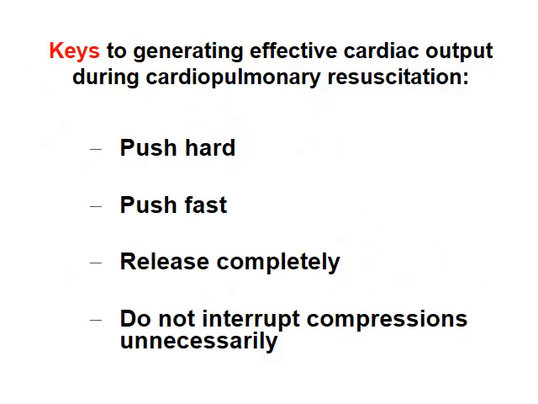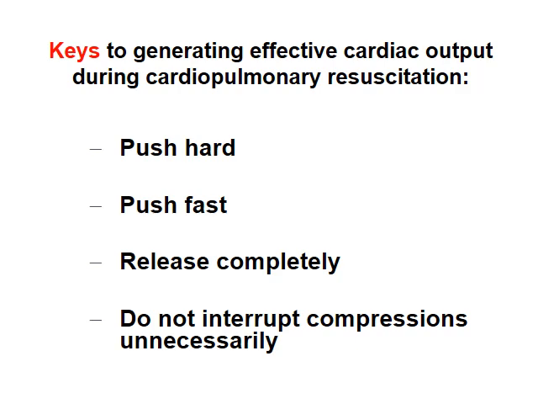So the key to generate effective cardiac output during cardiopulmonary resuscitation is to push hard, to compress half or 1/3 of the anteroposterior diameter of the chest. Push fast, as fast as 100 compressions per minute. Release completely, which is very important for recoiling, or sucking, taking venous return back to the heart. So the heart will be filled again, so that the second compression will push a good cardiac output.